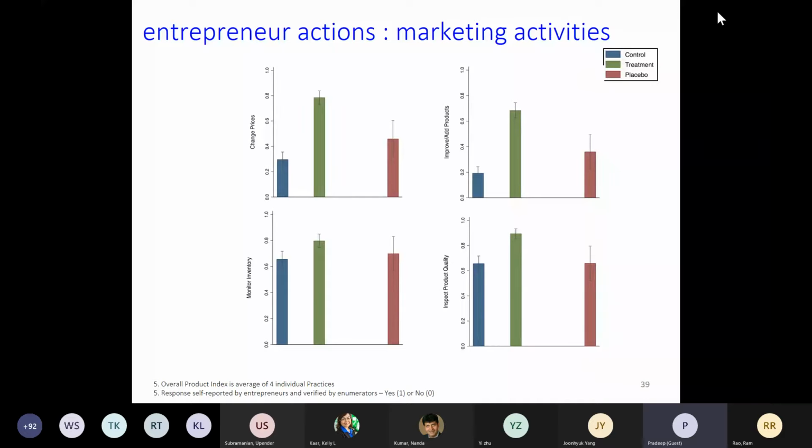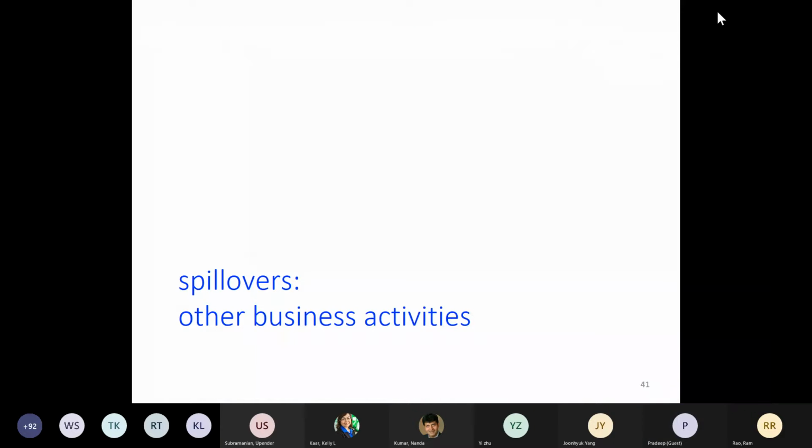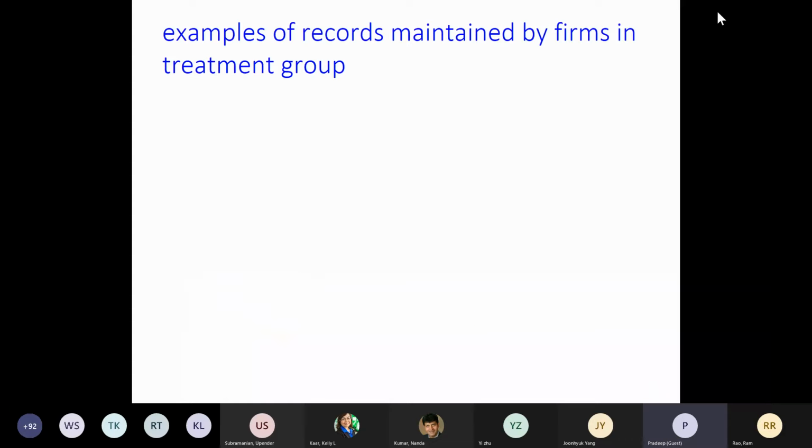And here again, it seems very clear that the treatment group does much better on all four dimensions than the control group does. And again, the placebo group is a lot noisier. But if you are open to interpreting the averages, there does seem to be some movement in the placebo group as well. Okay, so it seems as if, as far as marketing activities are concerned, having access to this Analytics 1.0 app does seem to have an influence on these entrepreneurs.